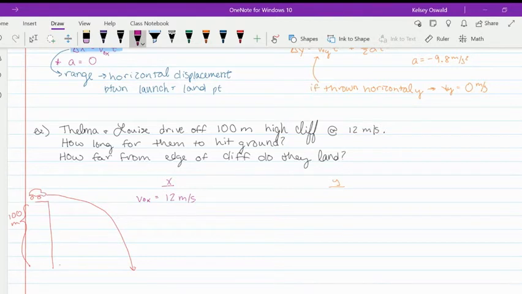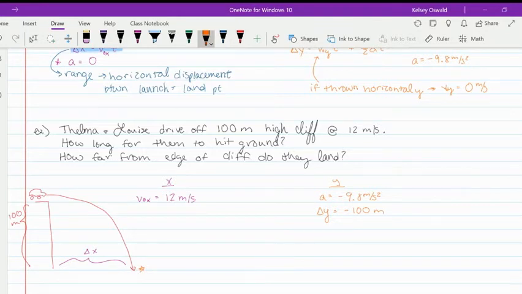We don't know yet how far from the base of the cliff they land. So that's going to be all we know in the horizontal direction. Okay. So then looking vertically, we know whenever we're in the air as a projectile, our acceleration is negative 9.8 meters per second squared. So in that vertical direction, since we have gravity, we're always going to have an acceleration of negative 9.8. We also know that Thelma and Louise travel a vertical distance, or have a vertical displacement, of negative 100 meters because they're going to end 100 meters below where they started.